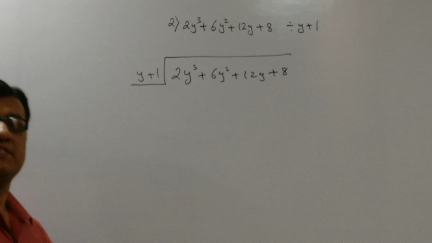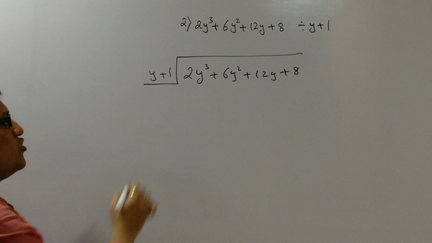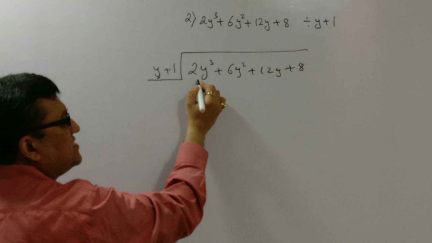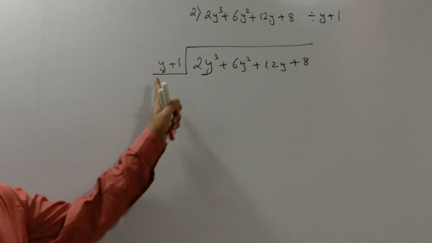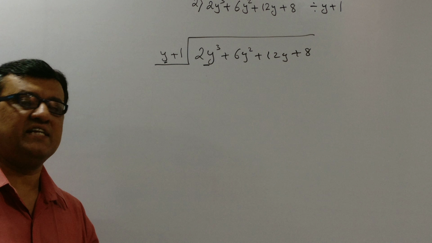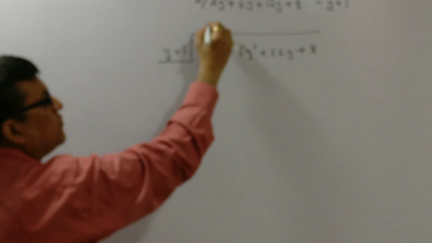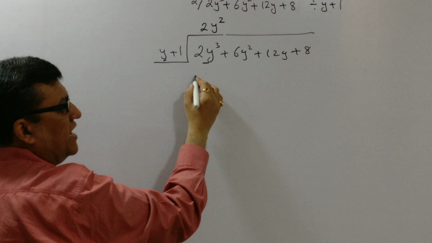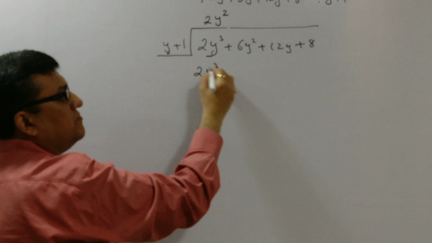As I mentioned in the first example itself, what are we supposed to do? We shall take the first term of the divisor and the first term of the dividend. Ask yourself, y into what will give me 2y cube? The answer is 2y square. So 2y square into y will give me 2y cube.